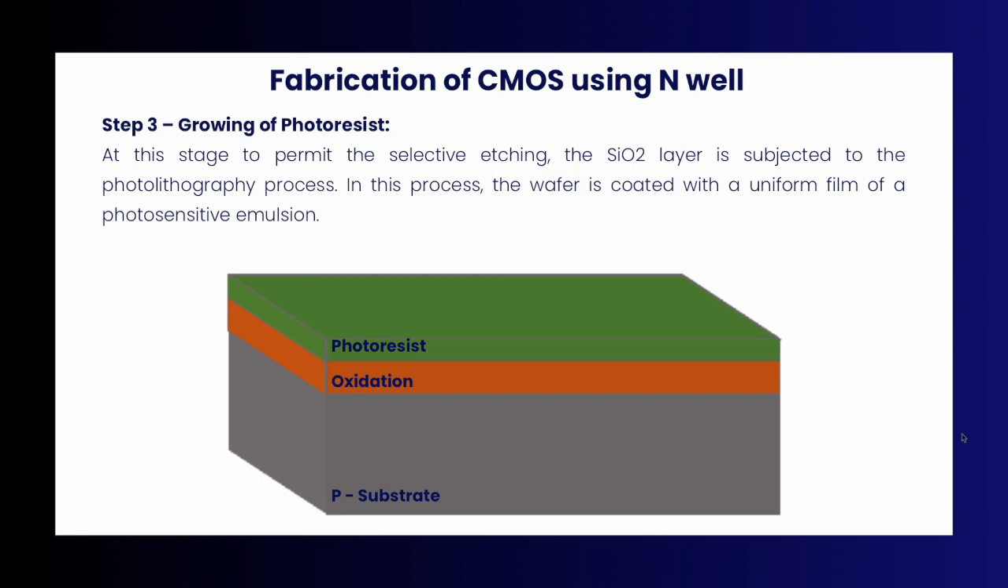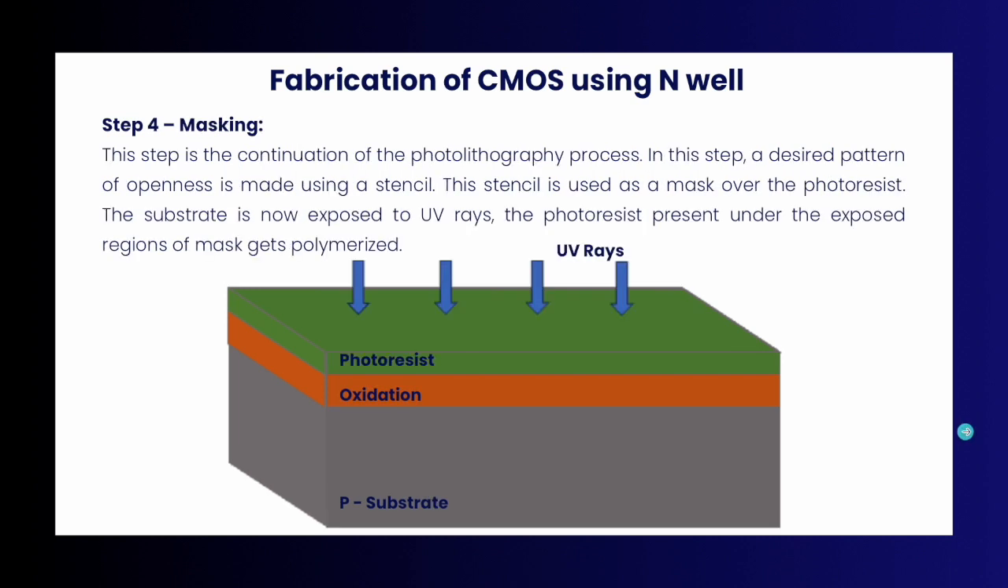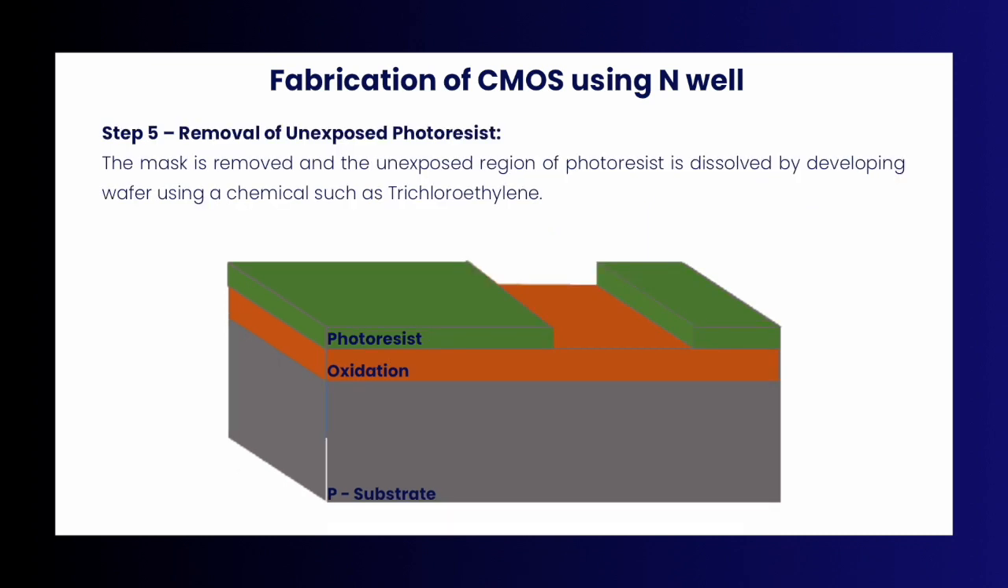Step 3. Growing of photoresist. At this stage, to permit the selective etching, the silicon oxide layer is subjected to the photolithography process. In this process, the wafer is coated with a uniform film of a photosensitive emulsion. Step 4. Masking. This step is the continuation of the photolithography process. In this step, a desired pattern of openness is made using a stencil. This stencil is used as a mask over the photoresist. The substrate is now exposed to UV rays. The photoresist present under the exposed regions of mask gets polymerized.